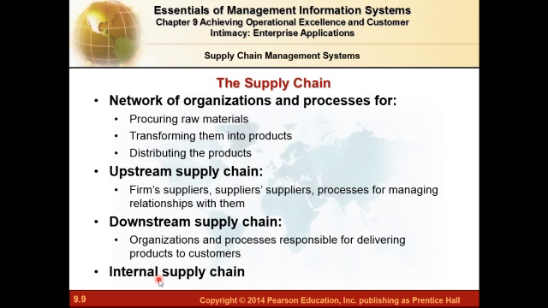Now we have looked at the supply chain, like the spider web, a network of organizations and processes for procuring raw materials, transforming them into products and distributing the products. And the supply chain can be grouped into three: upstream supply chain, downstream supply chain, and internal supply chain.